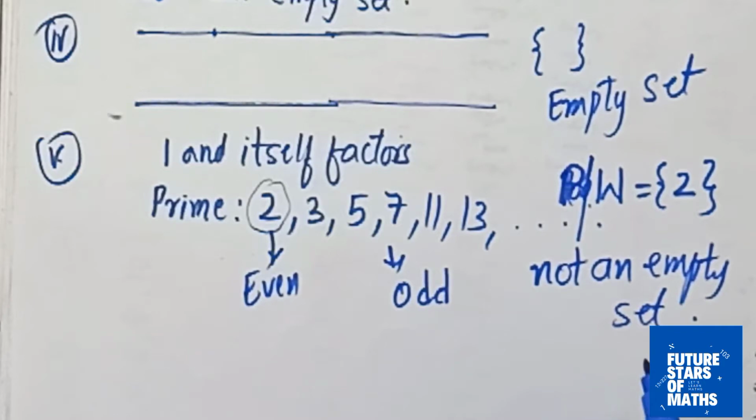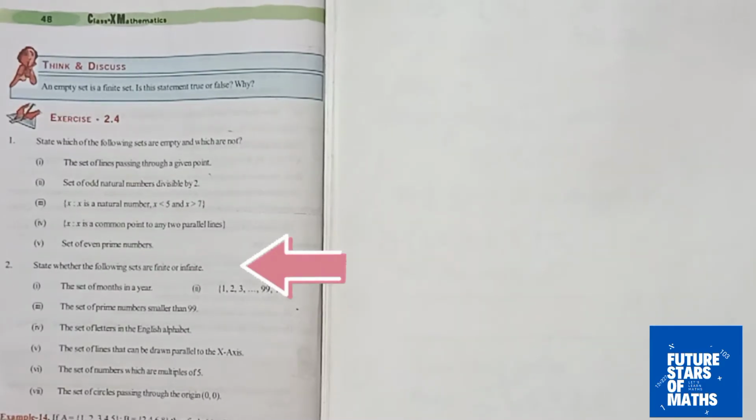Now we will do the next sum. The next sum is: state whether the following sets are finite or infinite. What does finite and infinite mean? Finite means if the elements of the set are countable, then it is called a finite set. Infinite means if we cannot count the number of elements, then it is called an infinite set. So we will do the bits in this sum.